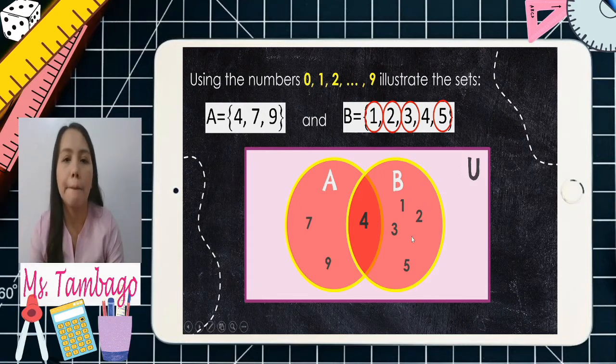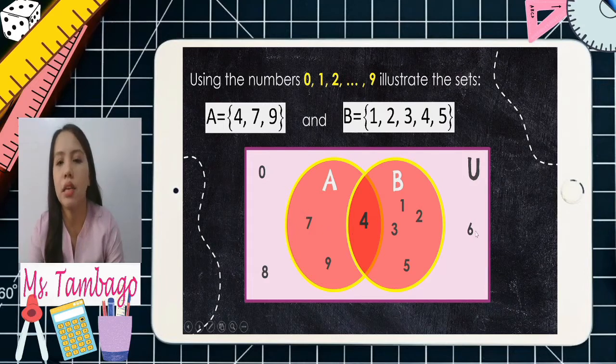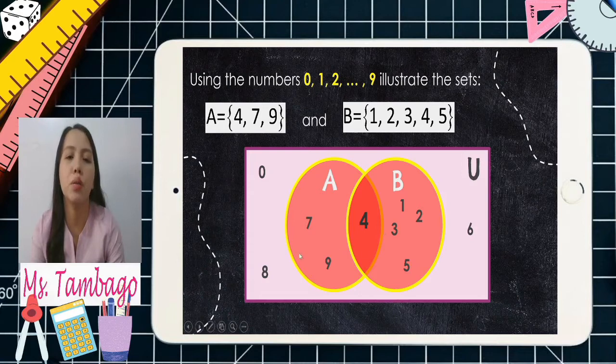Now, we have the remaining numbers, 0, 8, 6. Why? Let's check the given condition: numbers from 0 to 9. We have already the elements of set A and set B, and 0, 8, 6 are not included. Therefore, we're going to write 0, 8, 6 inside this rectangle, whatever portion you want to place them, but not inside the two circles. That is how we place numbers or letters inside a Venn diagram.